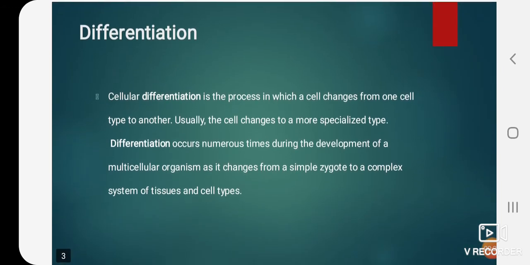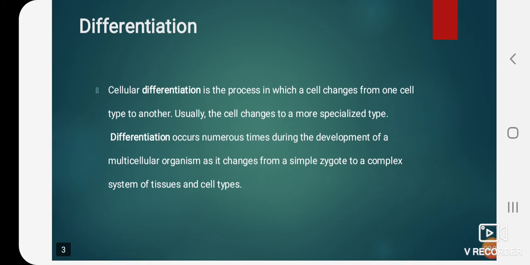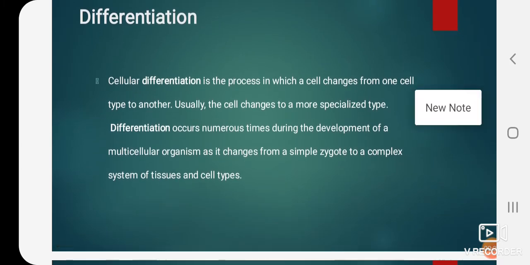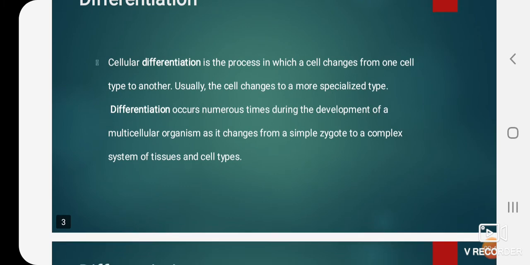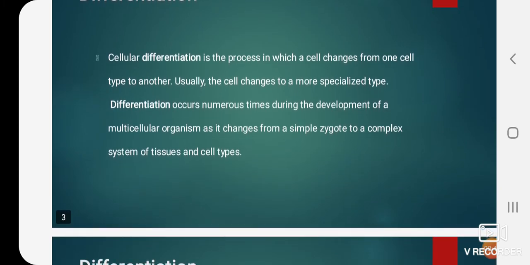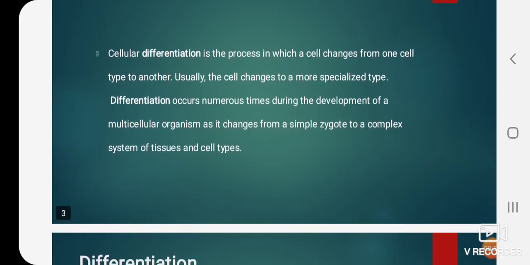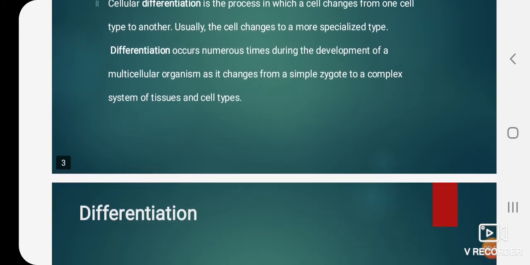The process of cellular differentiation is the process in which a cell changes from one cell type to another. Usually the cell changes to a more specialized type. Differentiation occurs numerous times during the development of a multicellular organism as it changes from a simple zygote to a complex system of tissues and cell types.